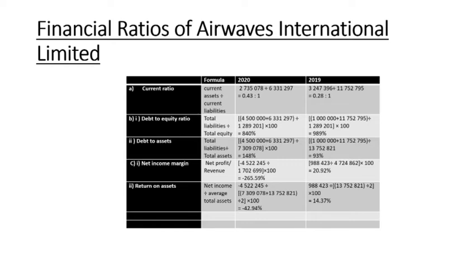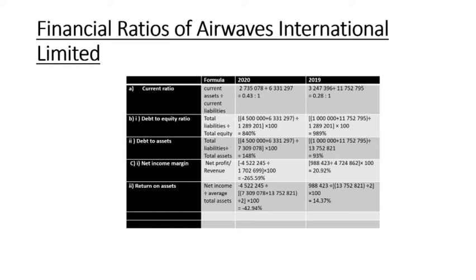Moving along, the debt to equity ratio shows that there has been a decrease from 2019 to 2020, which shows that most of the operations of Airwaves International are financed by debt, not equity. Moving to the debt to assets ratio, it shows quite an increase from 2019 to 2020. That indicates that about 148% of the debt of Airwaves International Limited is covered by its assets, which indicates a very high risk of defaulting on loans for Airwaves.